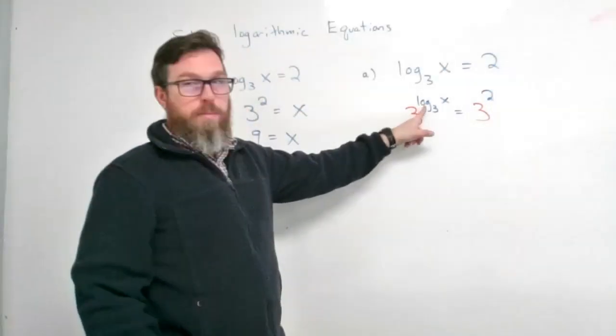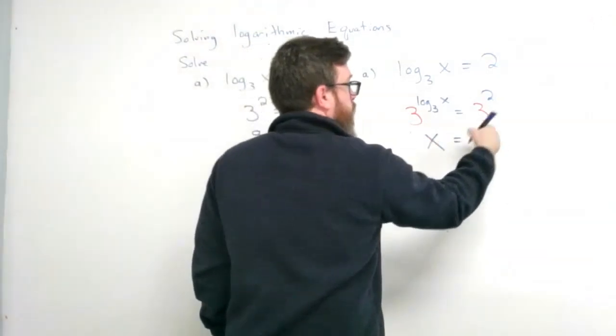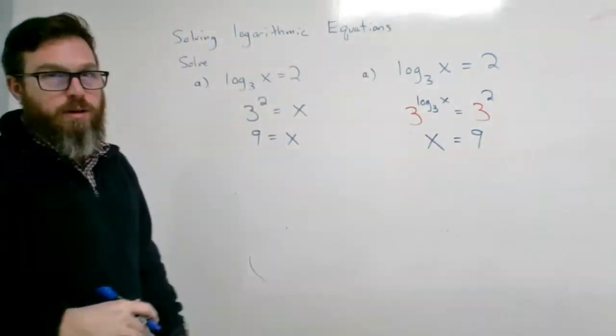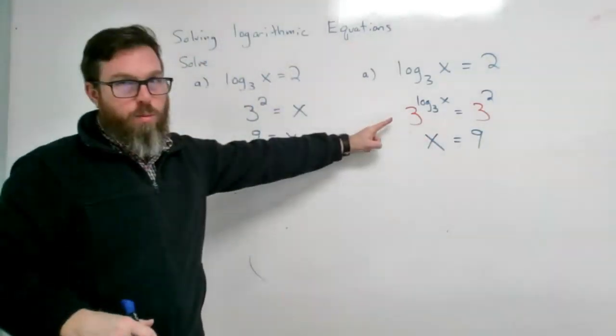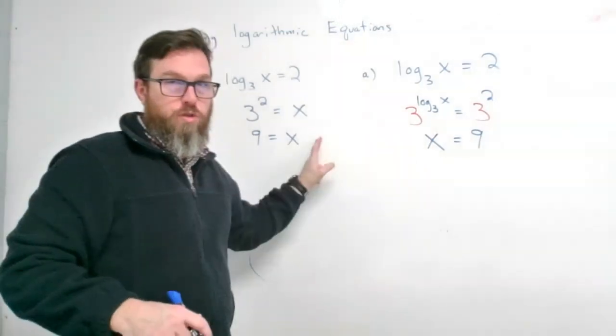Exponential base 3 and log base 3 are inverses, so we'll get x back is equal to 3 squared, which is 9. So we get exactly the same answer. This just takes a little more writing, which is why we tend to do it in this way as opposed to this way. But this is true because of this.